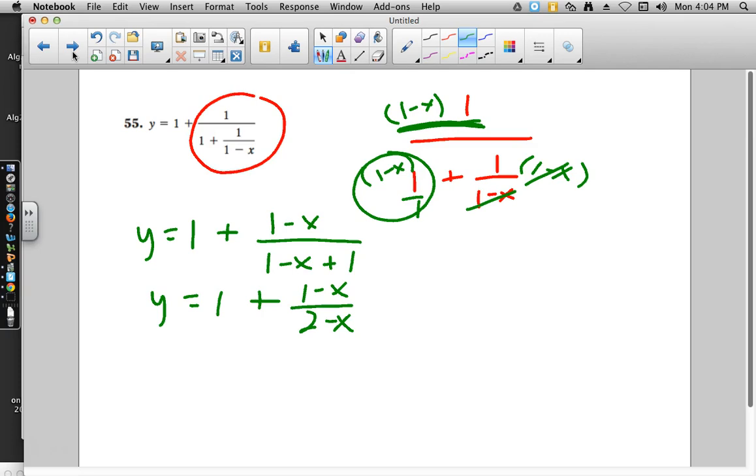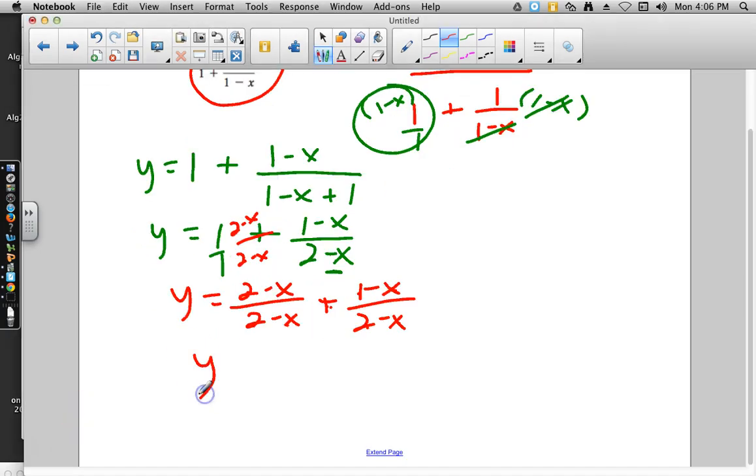Okay, what's next? Well, now we have to put those two fractions together. So that means we need a common denominator, and this is our common denominator. So our little 1, which is really 1 over 1, will get multiplied by 2 minus x on the top and the bottom. Don't lose track of the fact that now we are just adding these two fractions together, so keep that common denominator. 2 plus 1 is 3. Negative x plus negative x is minus 2x.